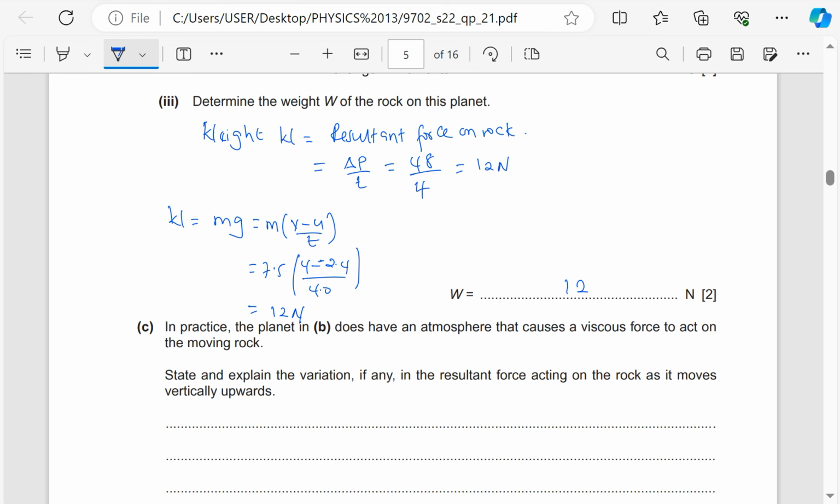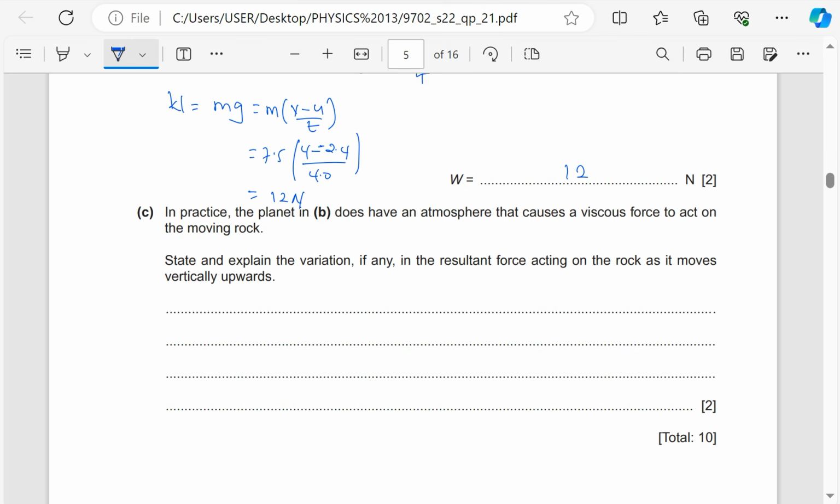I know you may calculate and get negative if you reverse the velocity, but they will not penalize you for negative. So in practice, the planet in B does have an atmosphere. The first scenario was theoretical. That causes a viscous force to act on the moving rock. State and explain the variation, if any, in the resultant force acting on the rock as it moves vertically upwards. So we are considering the rock moving vertically upwards. This is the direction of motion.